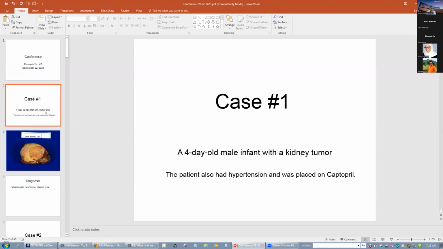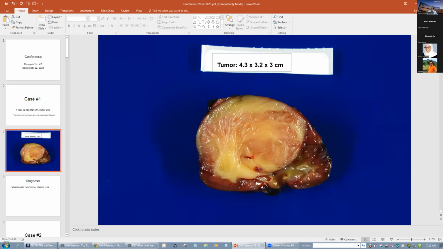The first one I'm going to show you is a 4 days old male infant with a kidney tumor. The patient also had hypertension, which was treated. Grossly, you can see this tumor, that's a residual kidney. The tumor is yellow, tan, with a more fibrotic appearance. With the normal kidney, it looks like there's a demarcation, but I will show you on the microscope. Right now, it seems demarcated, but there seems to be no capsule.